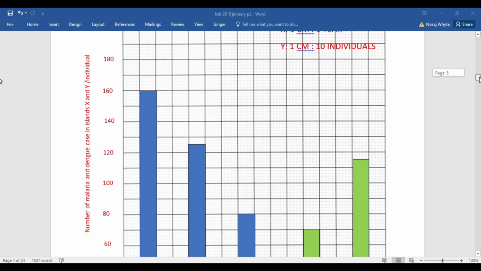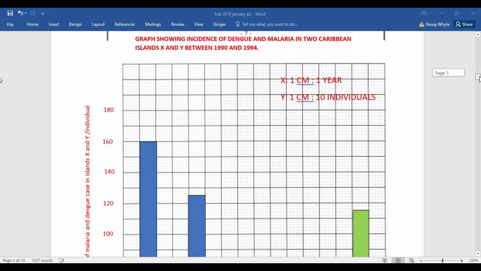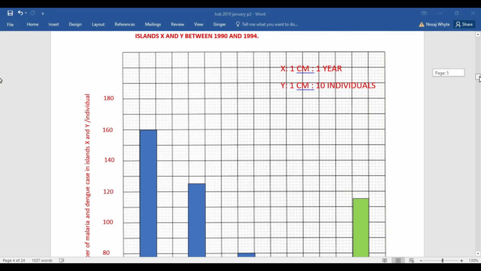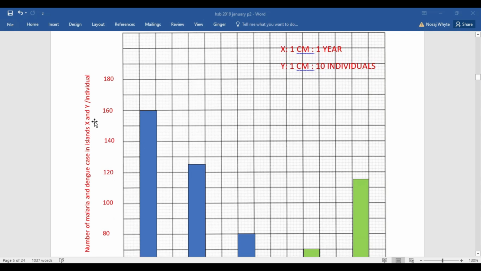So there, your graph should have a title: Graph showing incidence of dengue and malaria in 2 Caribbean islands, X and Y. You would have observed I took this title from the table and just modified it to say graph. Now here I have a scale on the x-axis where 1 centimeter represents a year, and on the y-axis 1 centimeter represents 10 individuals. Remember you need to find a suitable scale that both variables will fit on.